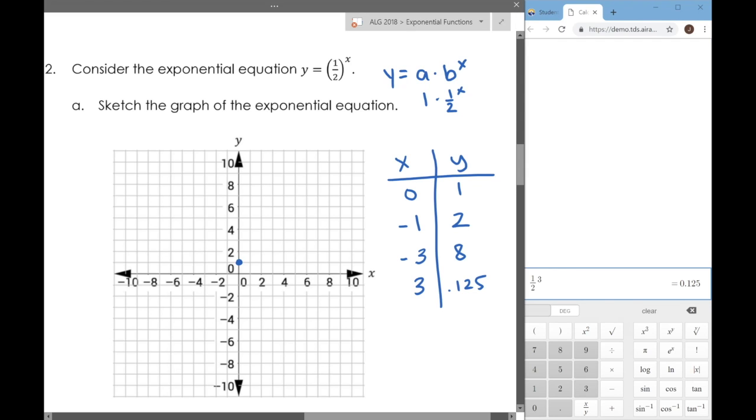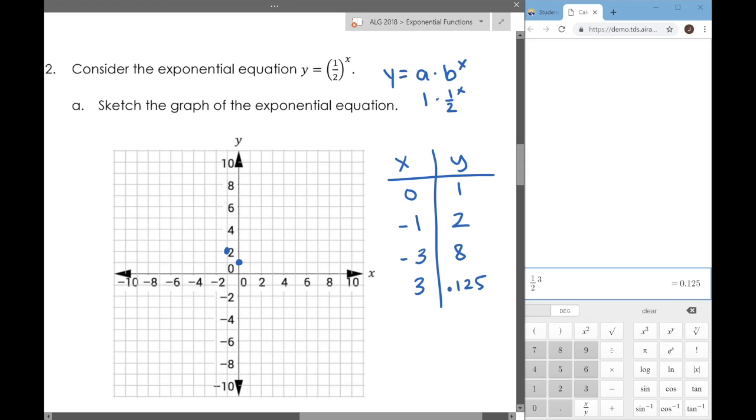0.125. Notice how on this one, the bigger the negatives, the bigger the number. The bigger the number, the smaller the point. Okay, 0.12, that is so close to 0. Alright, so let's graph these. So I'm going to start with -1 and 2. So -1 and 2.